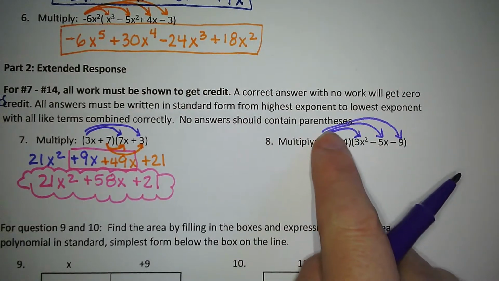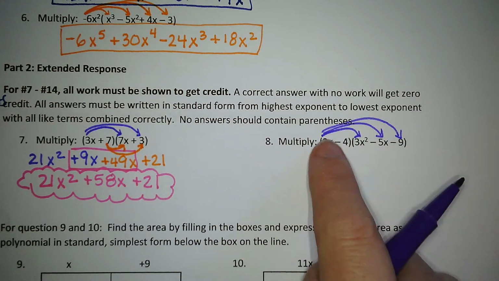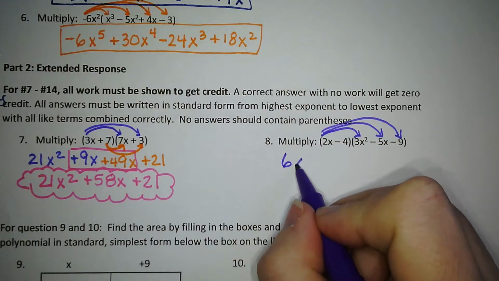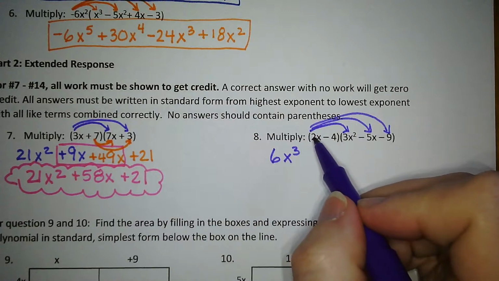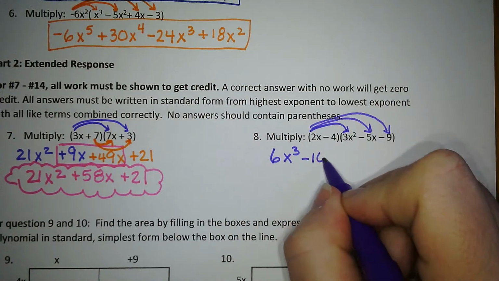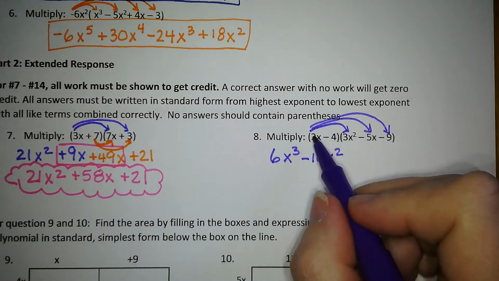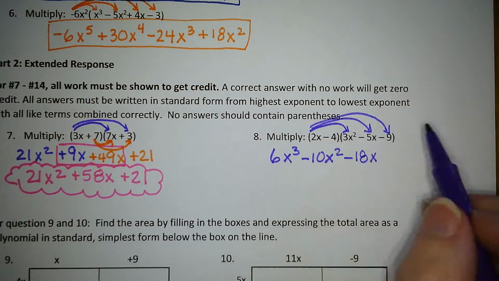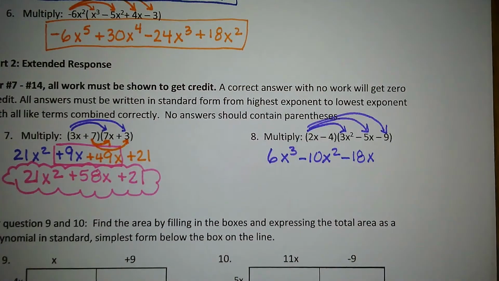My first one is 2x times 3x squared. So 2x times 3x squared is going to give me a 6 for my number. And then x and x squared give me x to the third, because I've got 1 here and 2 here. That gives me 3 altogether. Then I'm going to take my 2x times my negative 5x. So 2 times negative 5 is negative 10. And this is x times x, which gives me x squared. And 2x times negative 9, 2 times negative 9 is negative 18. And we just have a single x there. So that's everything from the 2x. I've got 3 terms. Boom, boom, boom. I multiplied the numbers and I added the exponents.